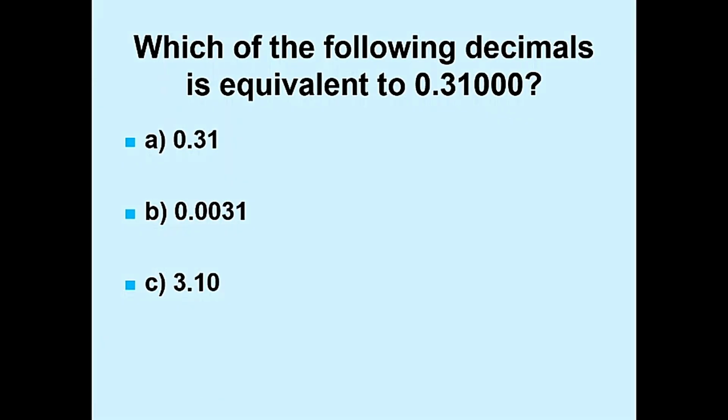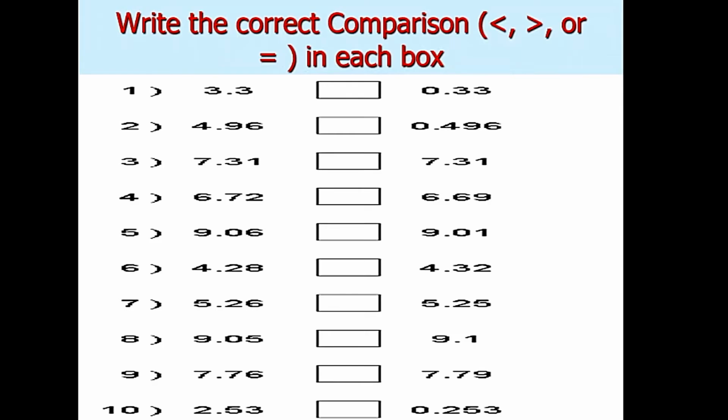Which of the following decimals is equivalent to 0.31? Is it A, B, or C? The answer is A. We can add three zeros after 1 to make it equivalent to 0.31000. Before we proceed to our last topic, we will answer these 10 problems.